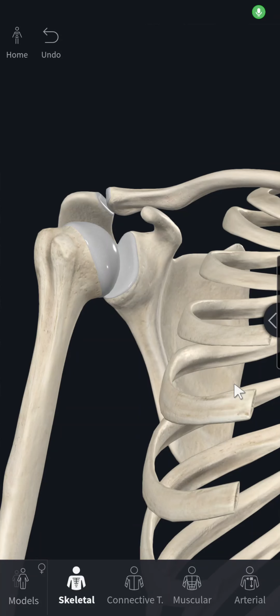So today we're going to talk about the anatomy of the shoulder joint. When we talk about the anatomy of the shoulder joint, we're going to discuss first the bone. Second, we're going to discuss the ligaments that hold these bones together around this joint. And third and lastly, we're going to talk about the muscles around this joint.